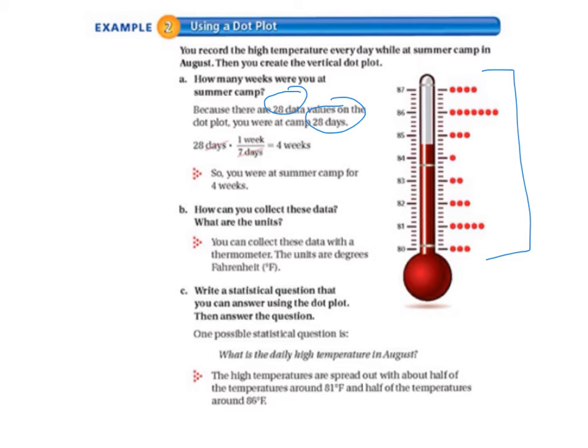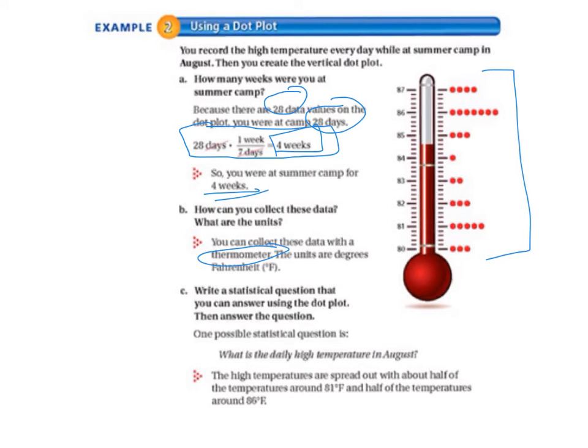And we know that there are 7 days in a week, so this is a very complicated way of going about 28 days divided by 7 days equals 4 weeks. So you were at summer camp for 4 weeks. Letter B says, how can you collect these data? What are the units? You can collect these data with a thermometer.